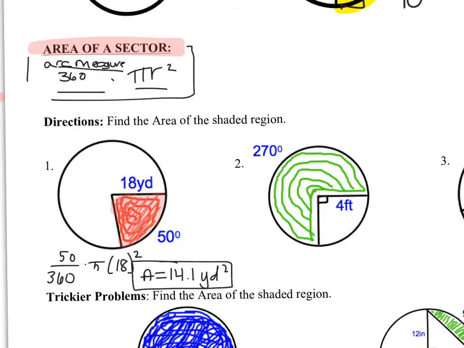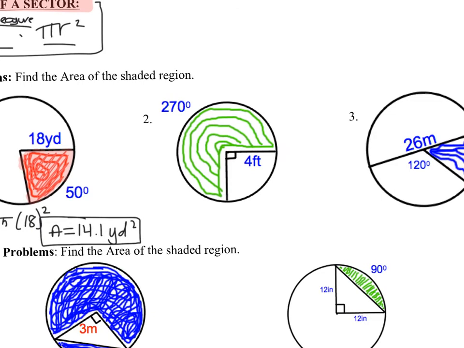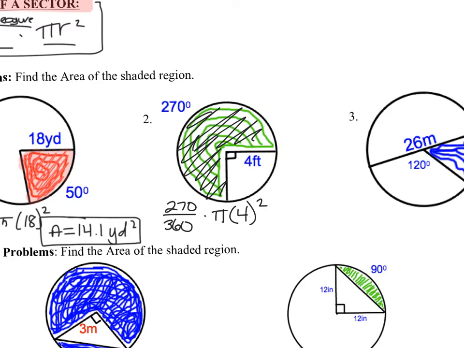So now let's go ahead and look at example 2. Example 2, now I want to find the area of this piece of pie. So if I want to find the area of that piece of pie, I'm going to do arc measure, which is 270, divided by 360, times pi, my radius is 4, squared.